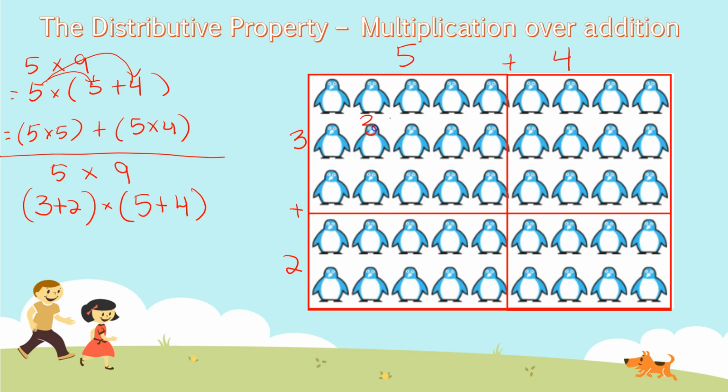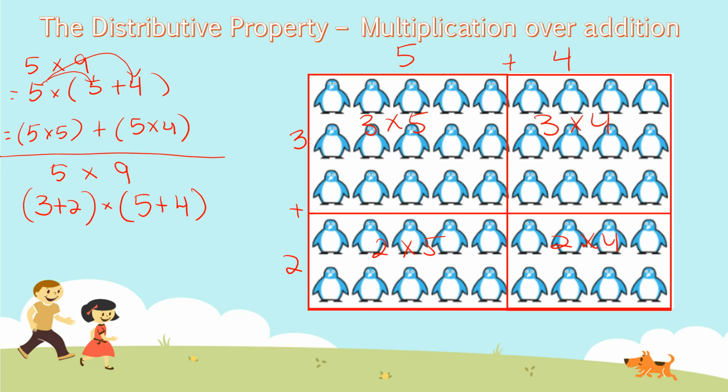It's a 3 by 5 rectangle here, so that would give me 15. And then it's a 3 by 4, that gives me 12. And then this is a 2 by 5, and that gives me 10. And then this is a 2 by 4, and that gives me 8. Okay, but I want to look at the process and not particularly the actual answer there.